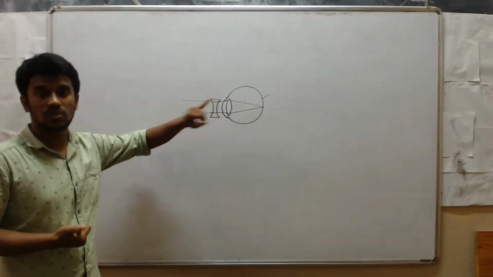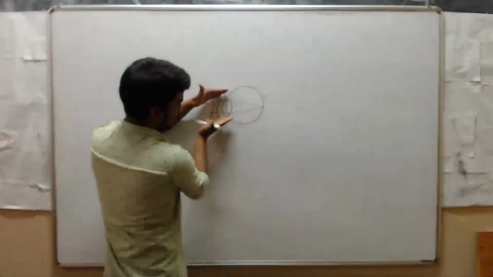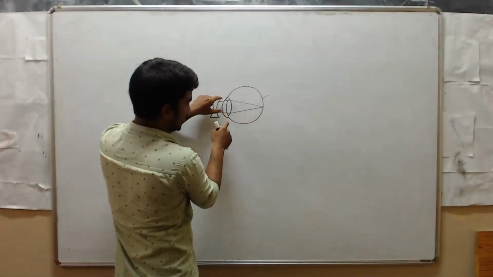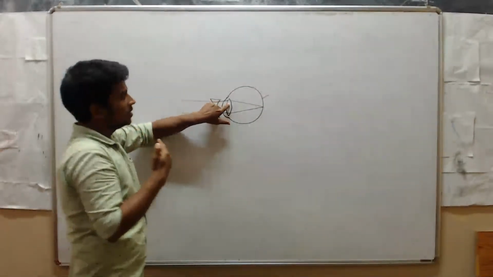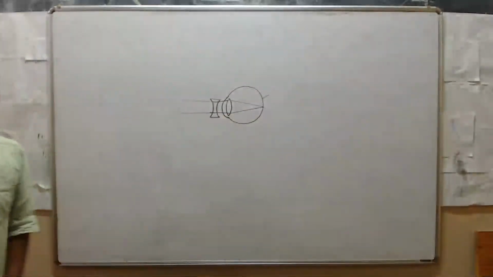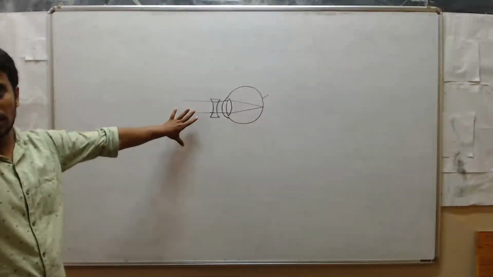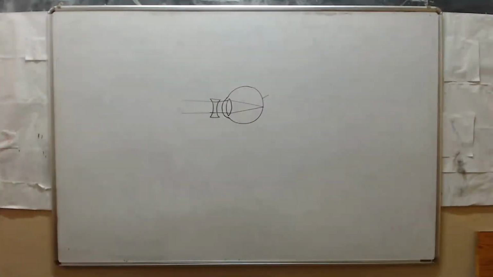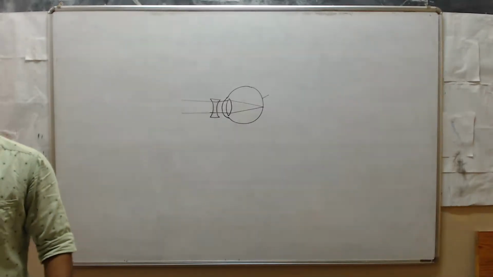So here we should use a concave lens. The rays diverge here, and once again these rays strike the convex lens, our eye lens. So once again the rays converge at the retina. Using a concave lens, we can correct this defect. So this is the correction. Next, let's move to hypermetropia.